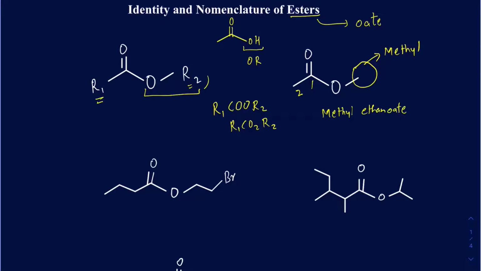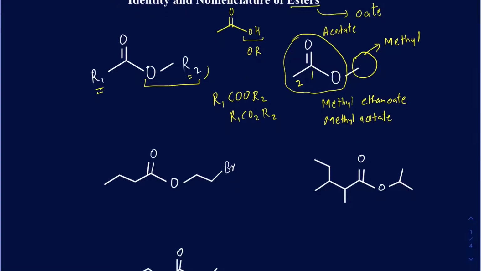Now also remember the common name for this particular compound, when you have two carbons and then two oxygens there, is an acetate. That's where the acetic acid comes in. So this could also be called a methyl acetate. That's another common name that's used to name these types of compounds.